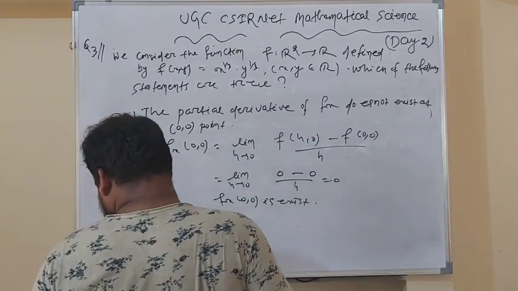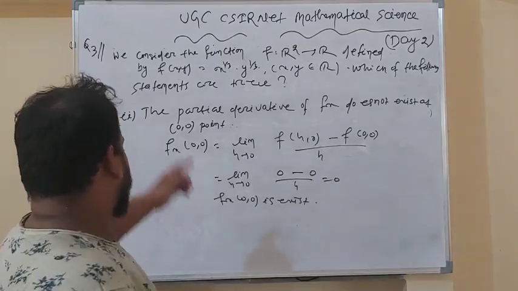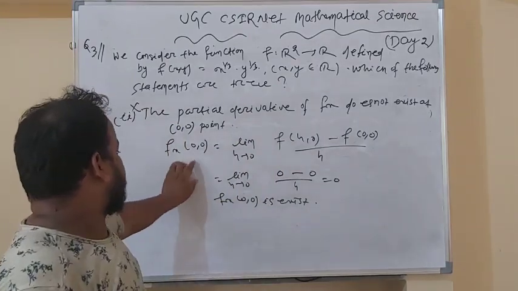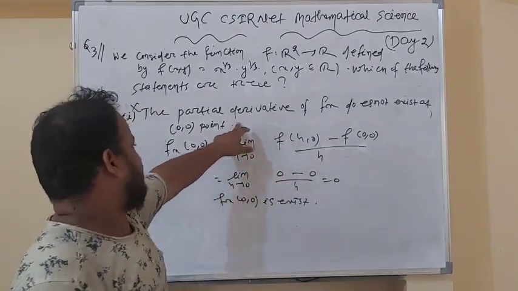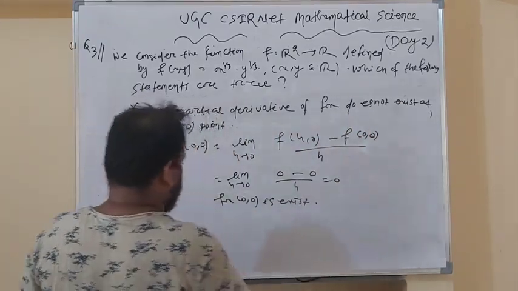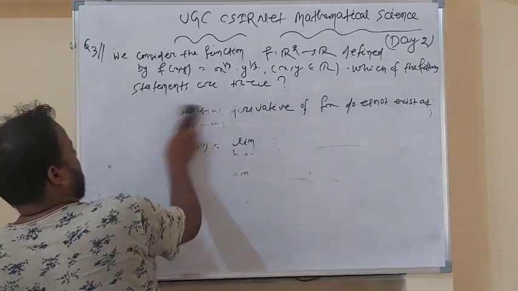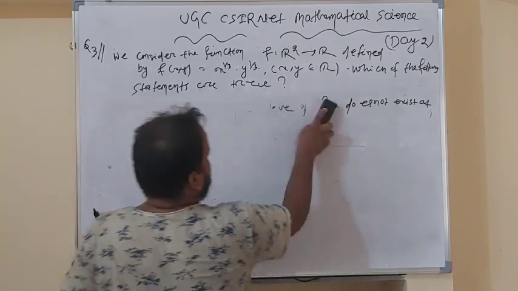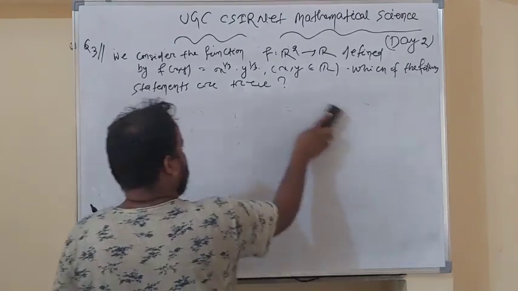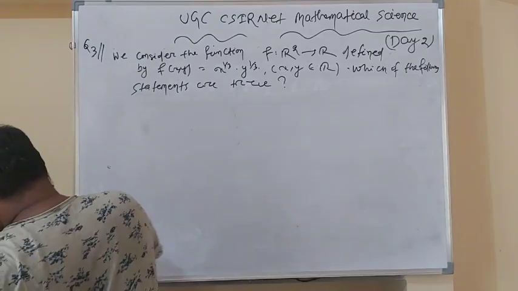So option 2 is discarded, since the partial derivative does exist, while the option says the partial derivative of the function does not exist. Going to the third option.